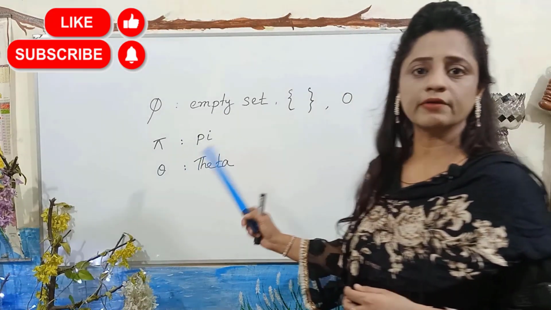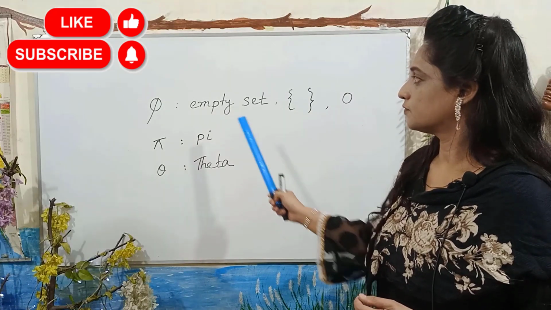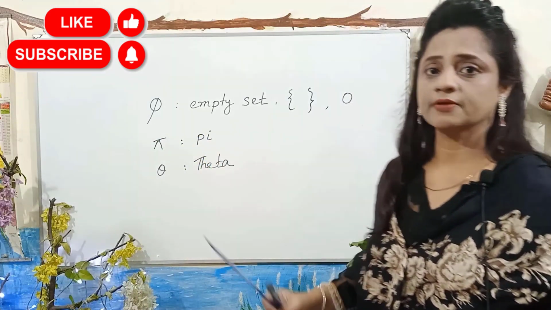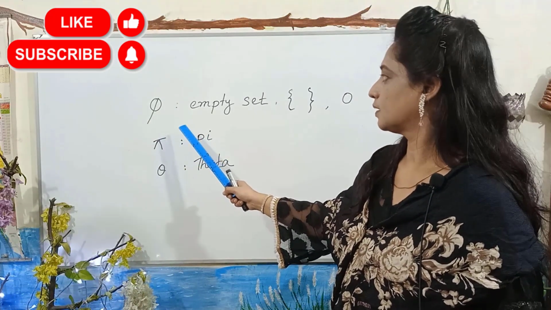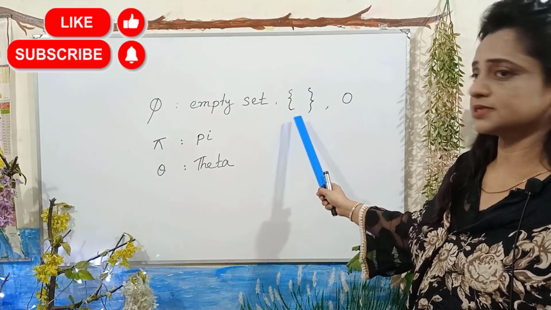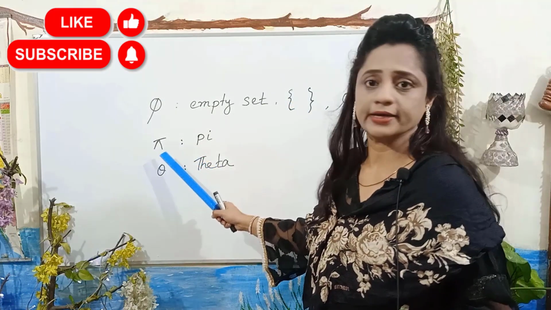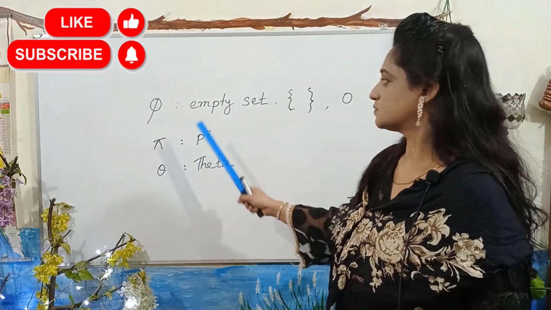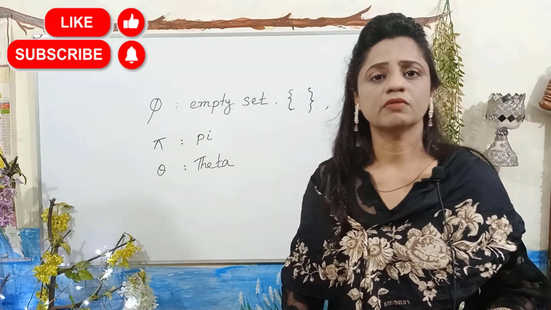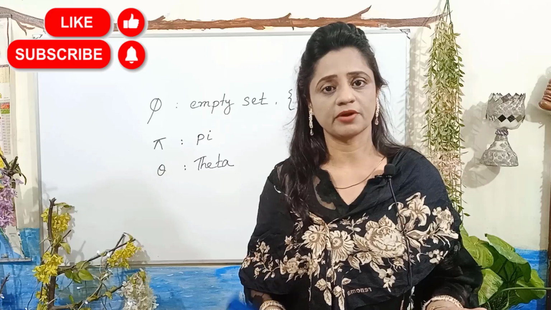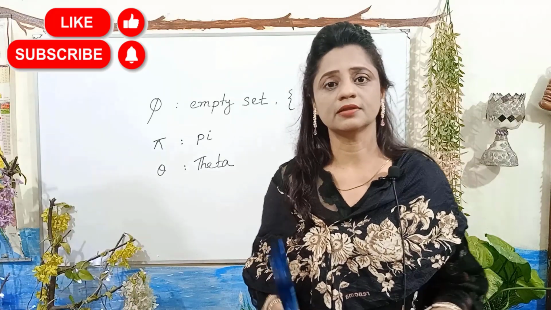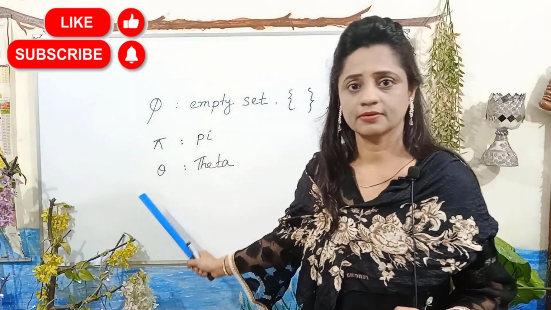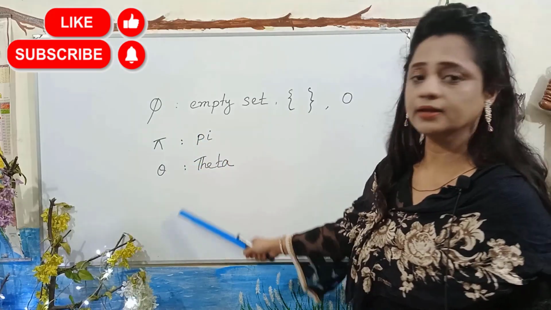These three are Greek letters. First one is phi. When we symbolize empty set, then we use this symbol, that is phi. And this one is empty set. And second one is pi. What is the value of pi? 22 by 7. This one is pi, and the third one is theta. When we denote any angle of trigonometry, sine theta, cos theta, then we use this theta. So phi, pi and theta.